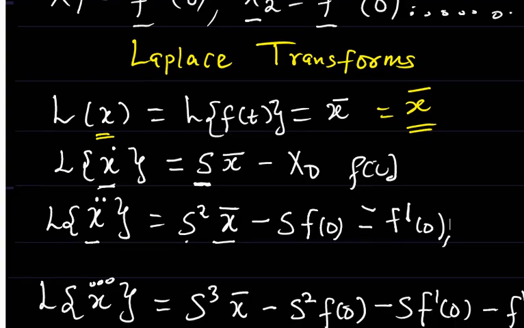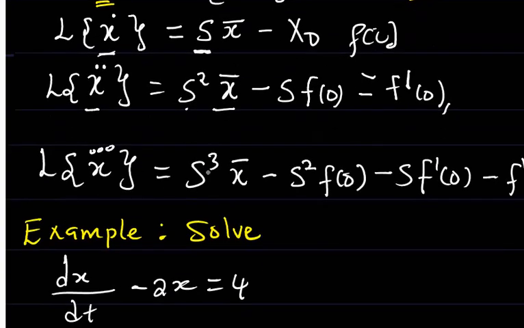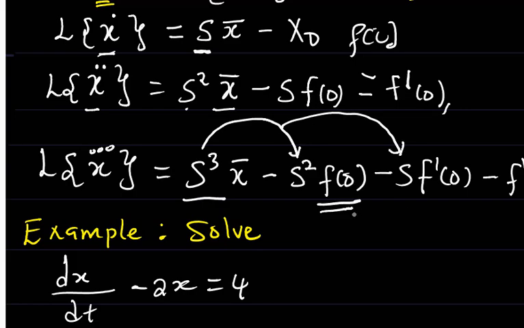So let's look at that of x triple dot. That's going to be s cube x bar. Now s cube reduces to s square, then I start with f of 0. From s square, the s reduces to s raised power 1, then this increases to f prime 0. Then I go again from s raised power 1 to s raised power 0, which is the last, and this also increases to f double prime 0.